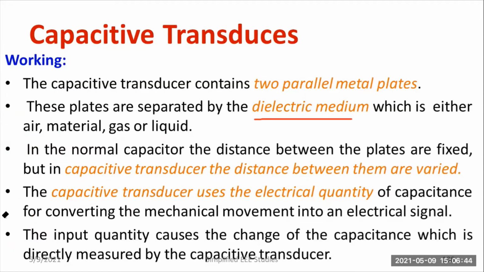It is mainly focusing on the distance between the plates, what type of dielectric medium you have filled, and also the area of the moving plate. Okay, so a mechanical object will be connected directly to the capacitive transducer. With respect to the movement of mechanical quantities, there will be changes in capacitance. So the changes in capacitance are directly or inversely related depending on the parameters.